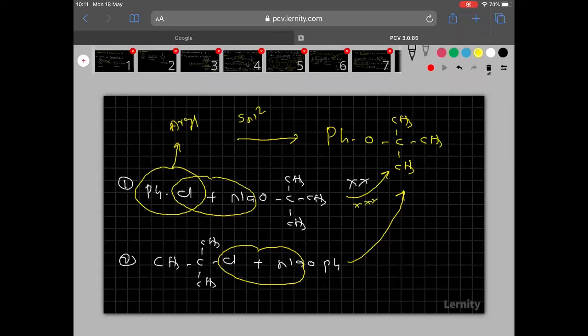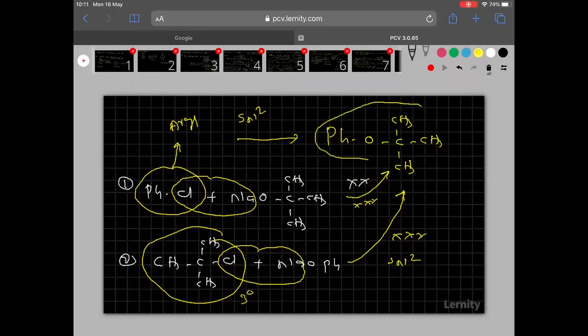Now, is second one correct? No, that is also not correct. Second one. Why is it not correct? Here, the substrate is tertiary. Okay, but Williamson follows which mechanism? SN2. In SN2, tertiary never participates. Therefore, these two methods do not work, and hence remember this ether cannot be prepared by Williamson synthesis. Hope you are able to understand this one.